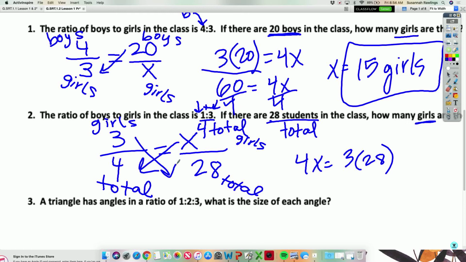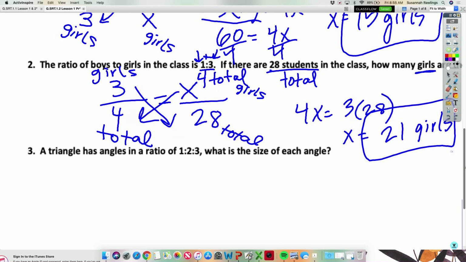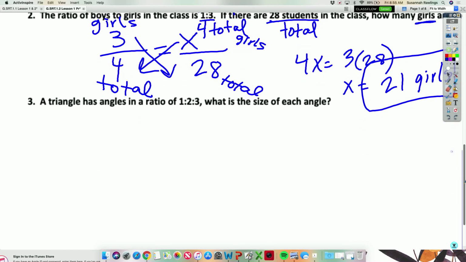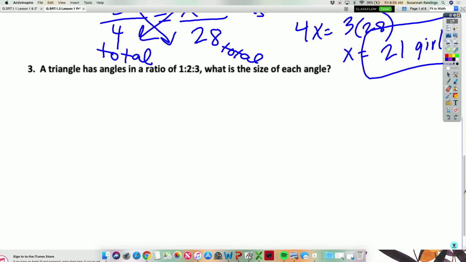Okay, so how many girls are there? 21 girls, thank you. Okay, so these should be easy. The next one is more about geometry. It says a triangle has angles in the ratio 1 to 2 to 3. So we have 3 terms in this ratio, which is fine. And it asks what is the size of each angle.